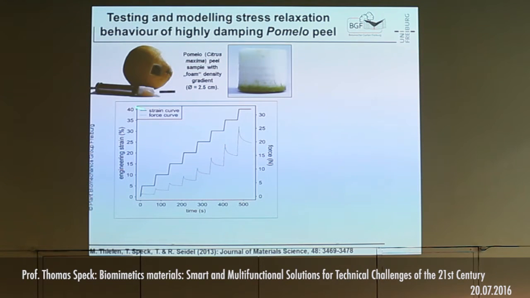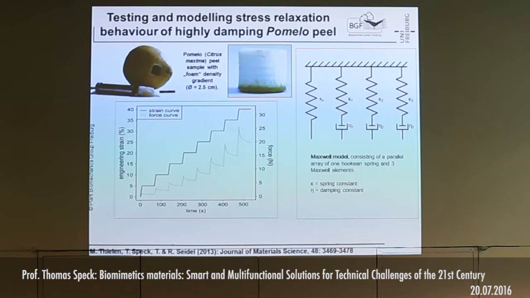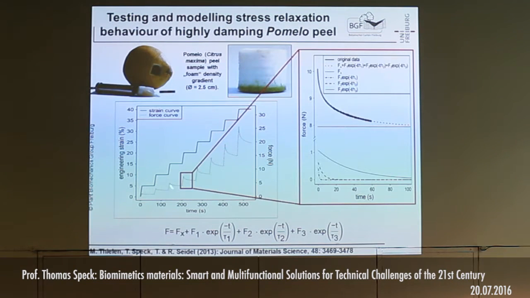Here we only tested the peel, not the entire fruit. And this can be nicely modeled by a Maxwell model, which consists of one spring and three Maxwell elements. By using that, we get a formula which looks like that, and this can really model the shape of the relaxation curve very nicely. I'll show it to you here on the fourth relaxation curve.